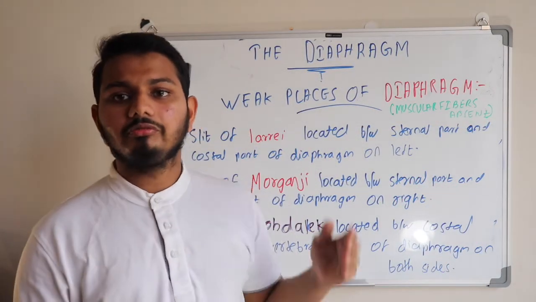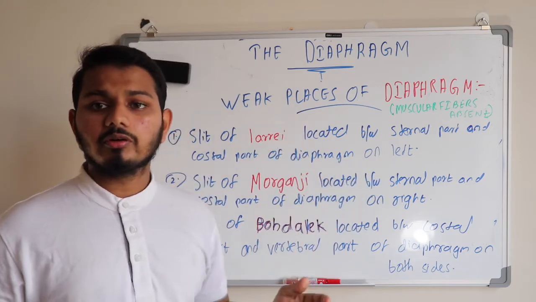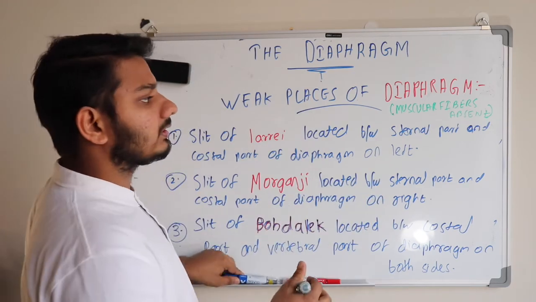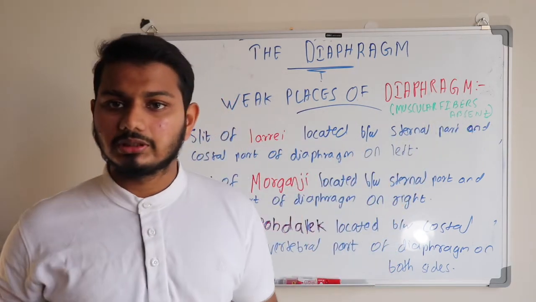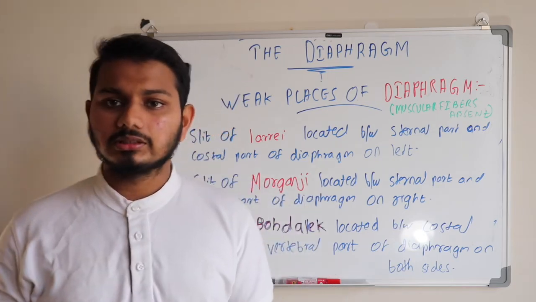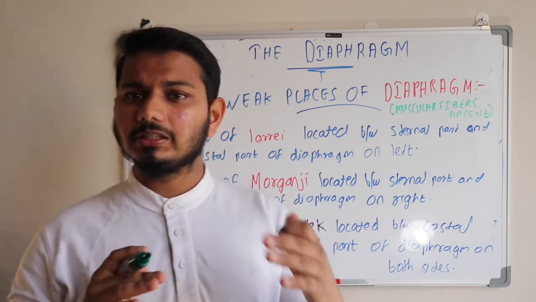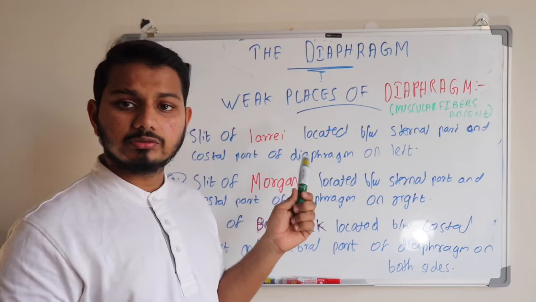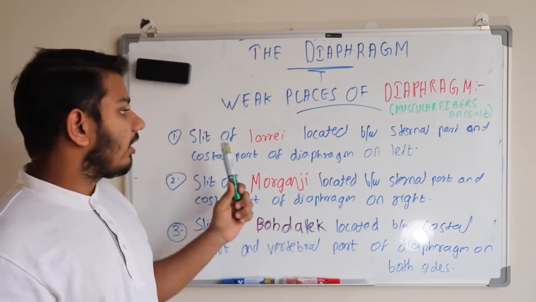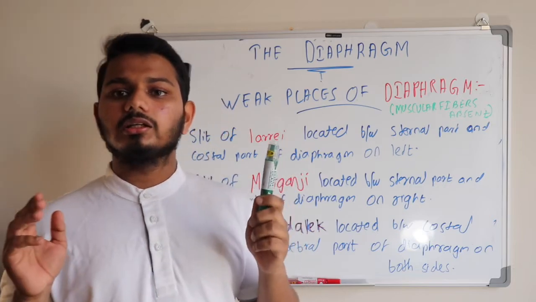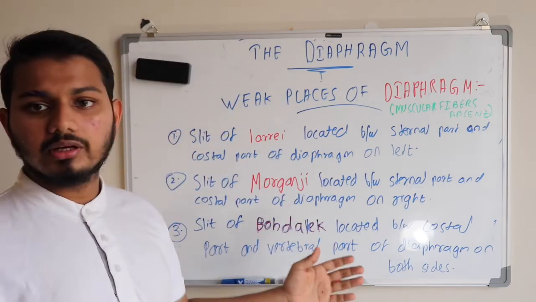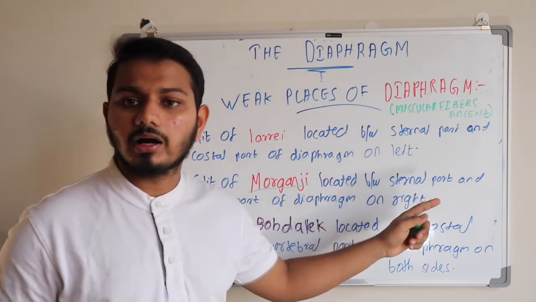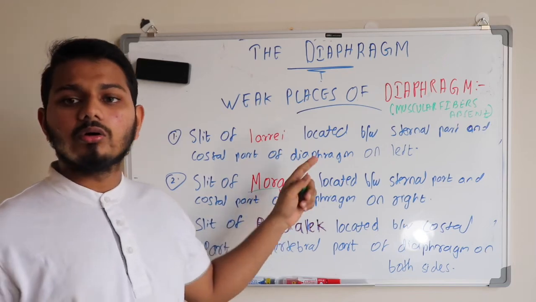Next we will be studying about the weak places in diaphragm. Diaphragm has little weak spaces where the muscular fibers are absent, and these weak spaces are the places in which the pus can be spread. The weak places of diaphragm are three. The first one is the slit of Leydig, which is located between the sternal part and the costal part on the left. And second, we have the slit of Morgagni, which is located between the sternal part and the costal part of the diaphragm on the right.